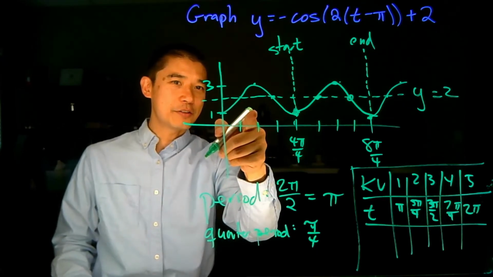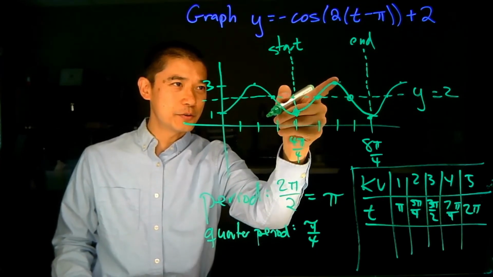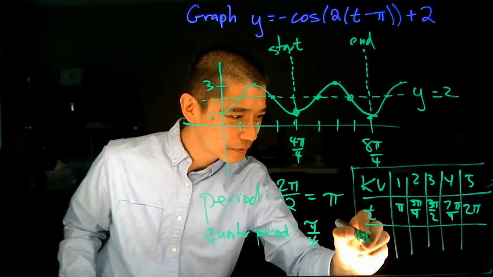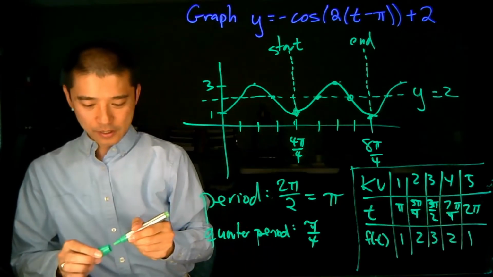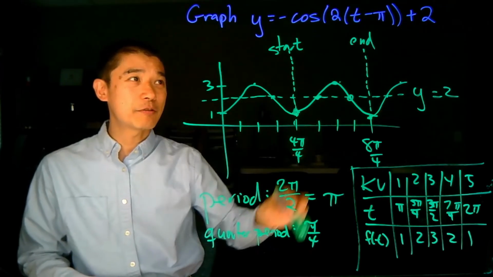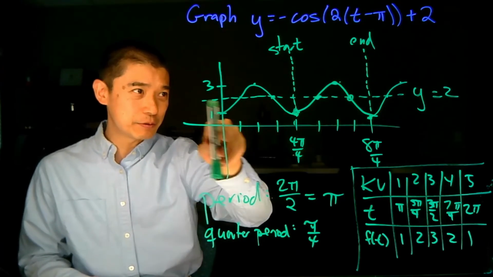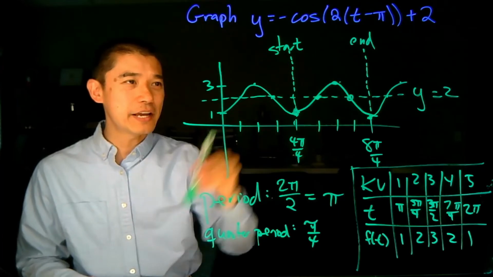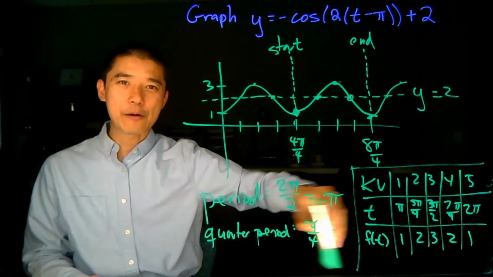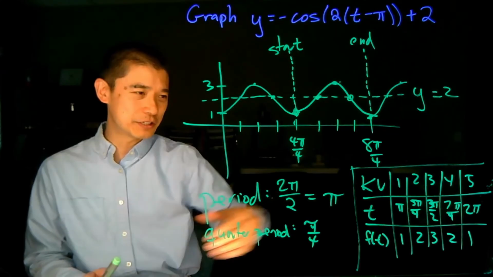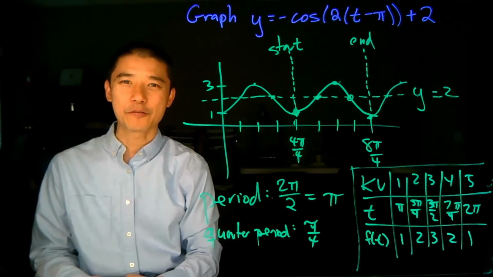And then the y values go 1, 2, 3, 2, 1. So this is what I would consider to be a complete graph of this function. We've sketched it. We've shown the midline. We've shown the start and the end of the first period. We have all the key values listed down here. This is what I would expect to see for a complete presentation, or at least all these different components as part of your complete presentation.